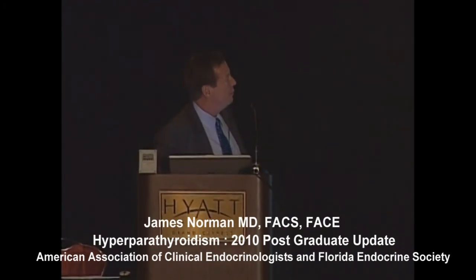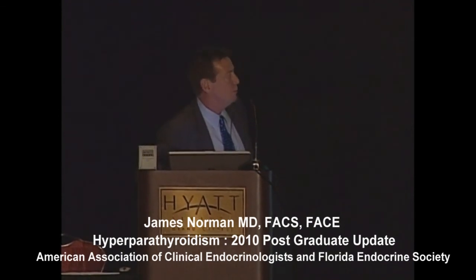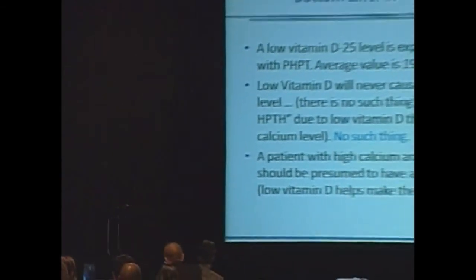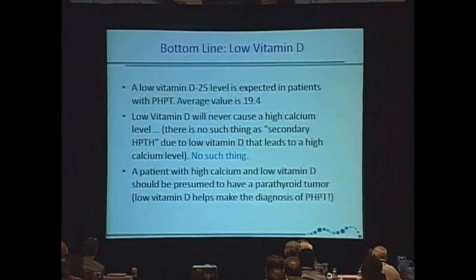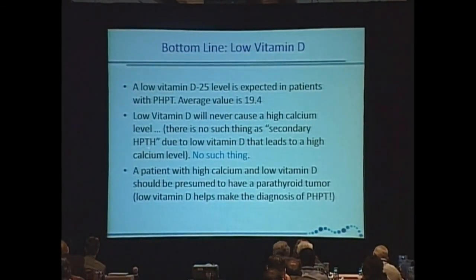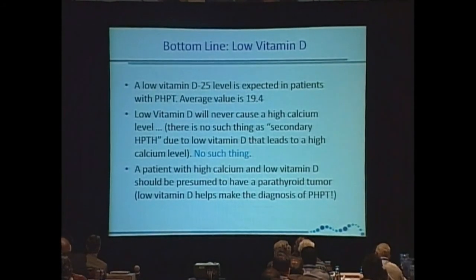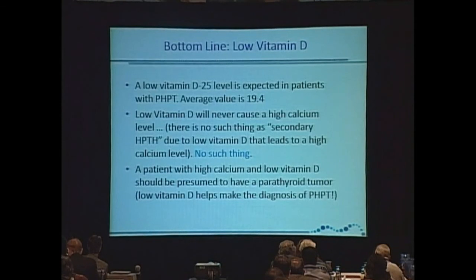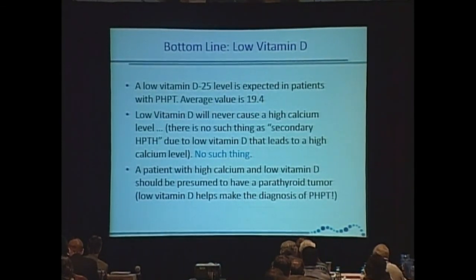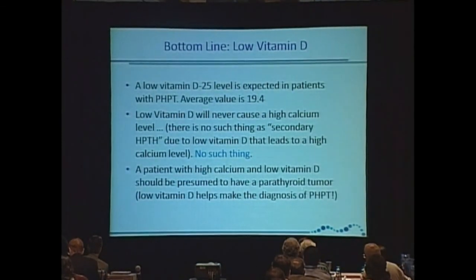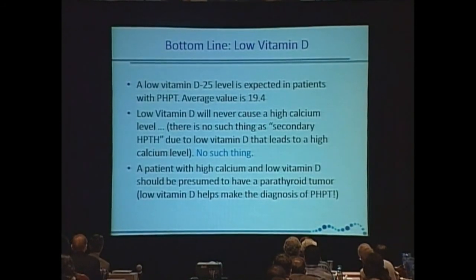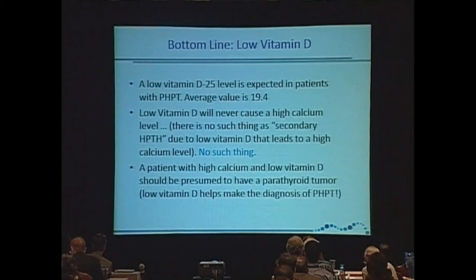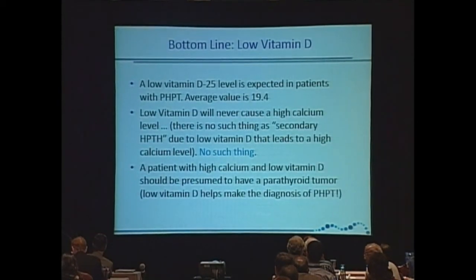Bottom line, low vitamin D25 is expected in patients with primary hyperparathyroidism. Average value is 19. Low vitamin D will never cause a high calcium level. There's no such thing as secondary hyperparathyroidism due to low vitamin D that leads to a high calcium level. No such thing. A patient with a high calcium level and low vitamin D should be presumed to have a parathyroid tumor, not hyperplasia, a tumor. Low vitamin D should help you make the diagnosis of primary hyperparathyroidism, not want to rule out secondary.